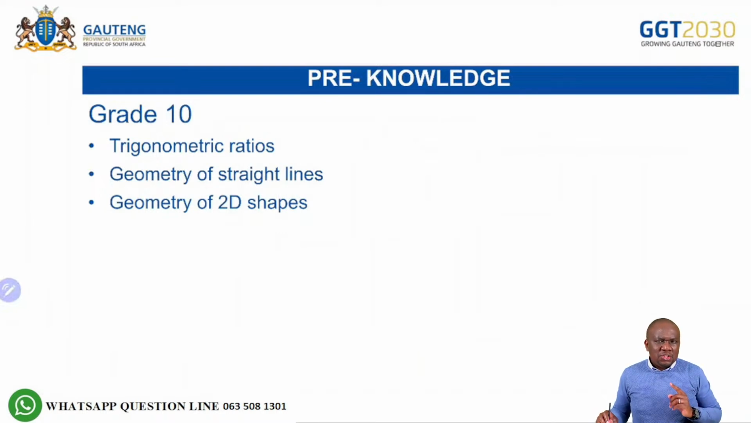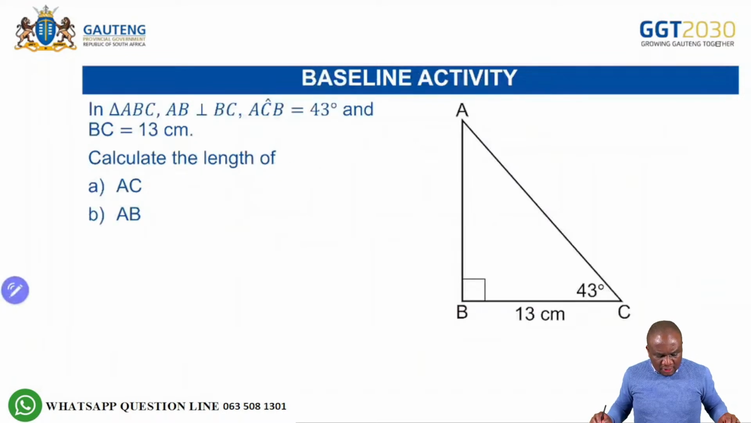I'm going to give you a short activity, and then after that, we'll continue with our lesson. Let me give you 4 minutes to do this. In triangle ABC, AB is perpendicular to BC, you can see that. Angle ACB is 43 degrees and BC is 13 centimeters. Calculate the length of AC and then calculate the length of AB. 2 minutes for each, so 4 minutes will be enough.